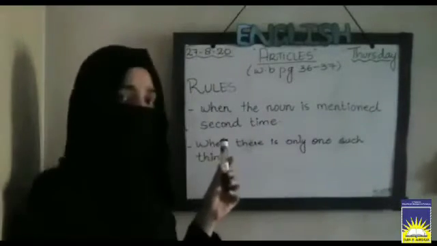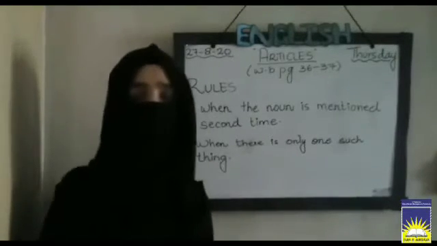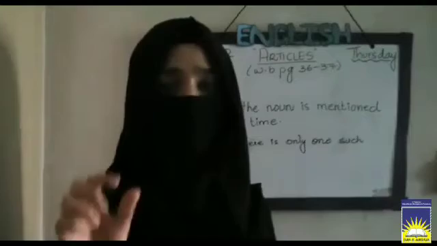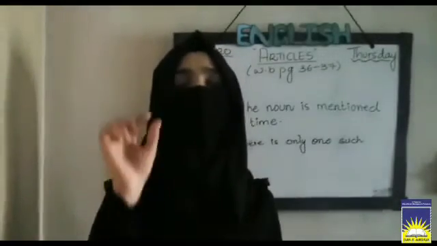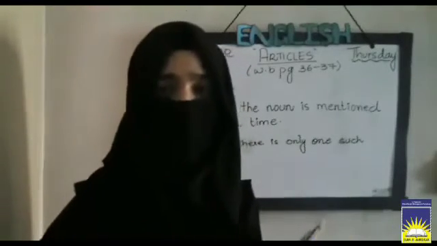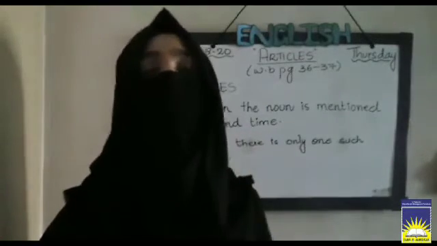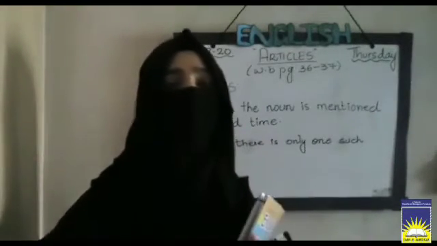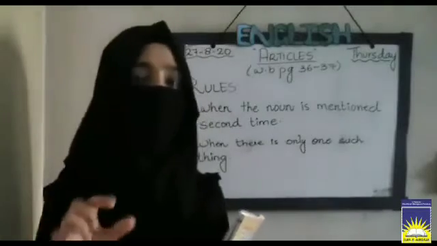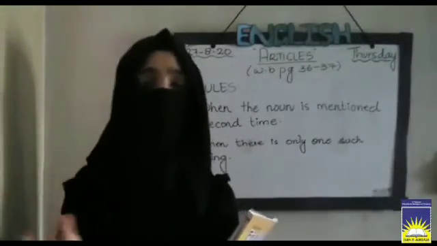The last one is: when there is only one such thing. It means if you are talking about anything that is the only one in the world. For example, the moon. The moon is the only one in the world. So when we talk about the moon or the sun or the Quran Pak, these are the only things of their kind in the world. We don't have other types of things like these. So we will use the before it.